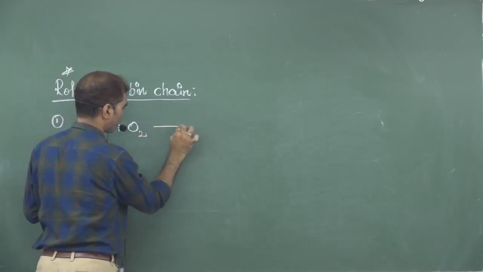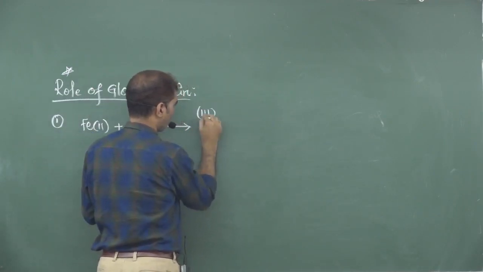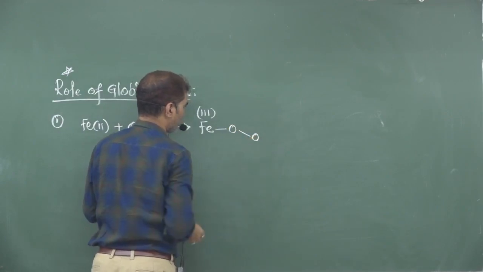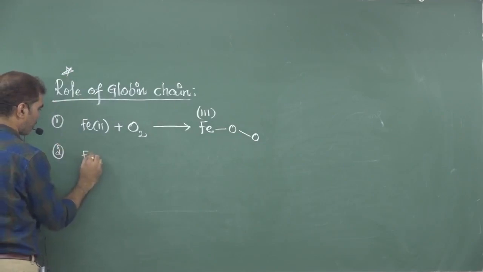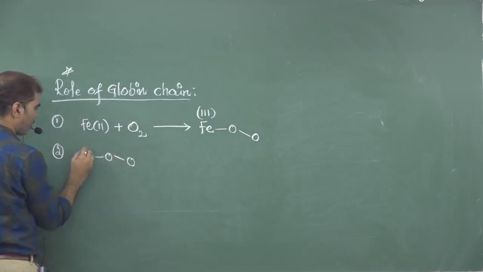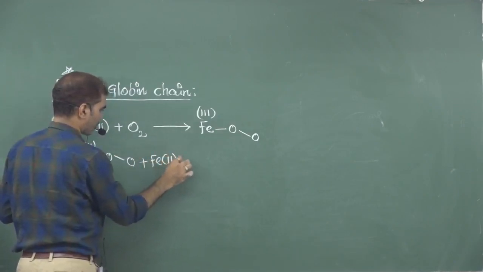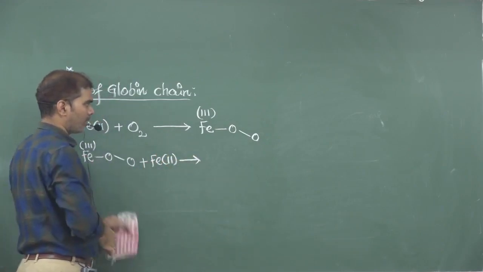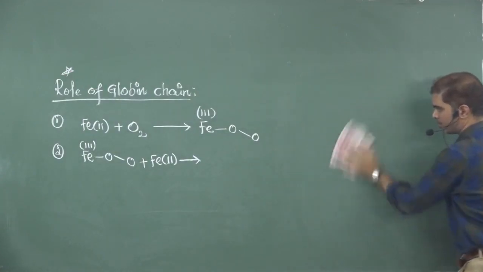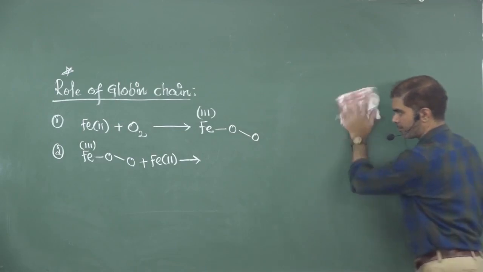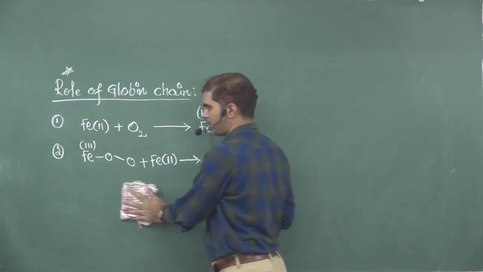Write a point. Globin chain is a protein part of hemoglobin. It protects the hemoglobin from coagulation.